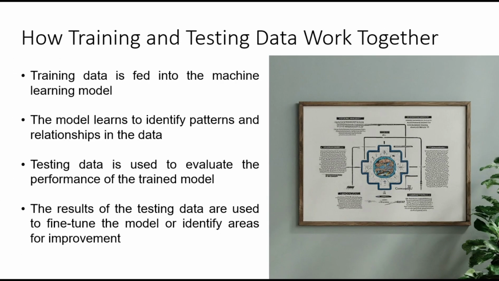Training and testing data work together to build and evaluate machine learning models. The training data is fed into the model, and the model learns to identify patterns and relationships in the data. Once the model is trained, the testing data is used to evaluate its performance. The results of the testing data are used to fine-tune the model or identify areas for improvement. This iterative process of training, testing, and refining is essential for building effective machine learning models.